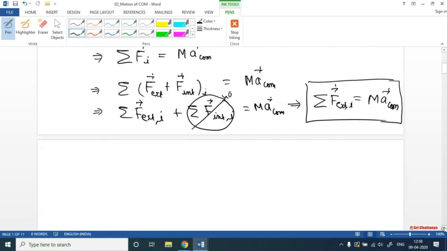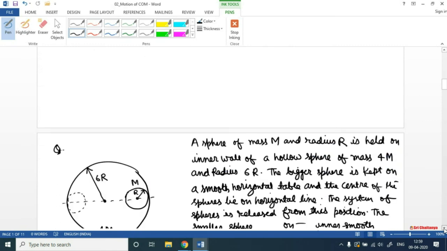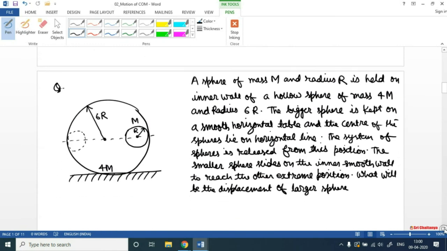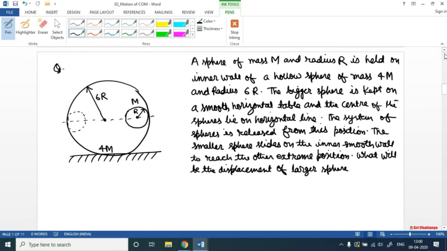Okay, so after this discussion, let's have a few problems related to motion of center of mass. So this here is the problem diagram, all you can see.